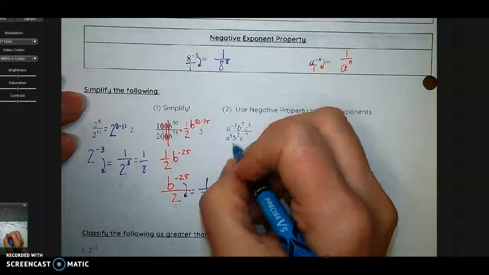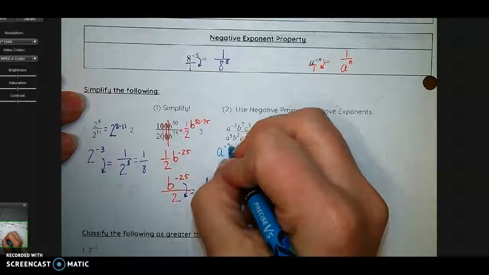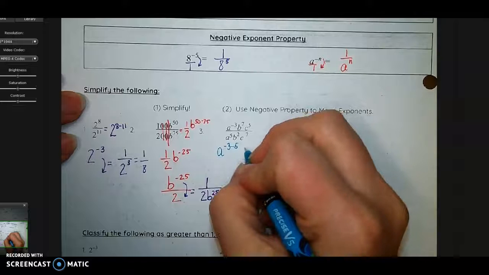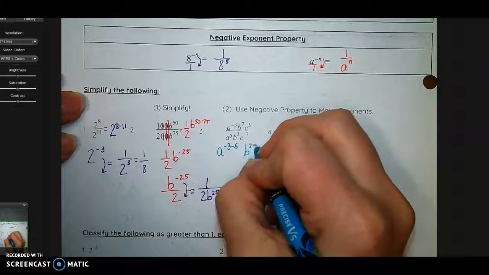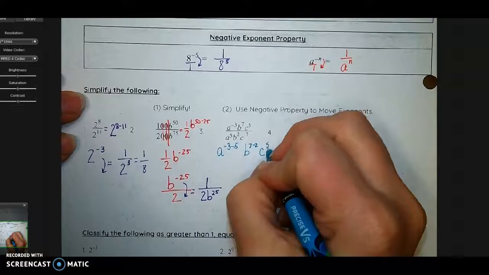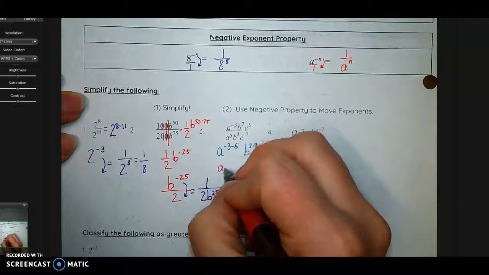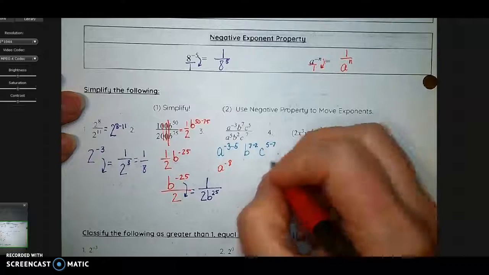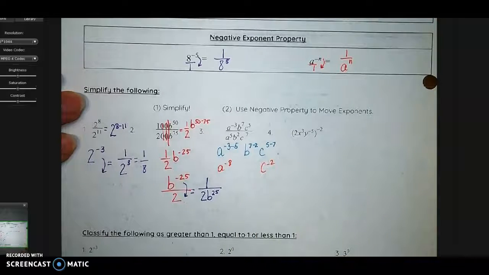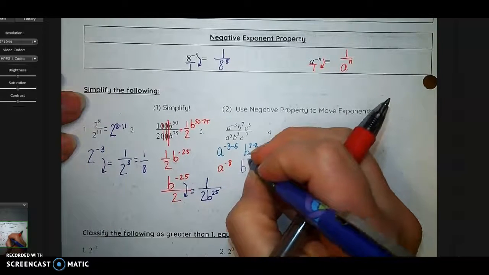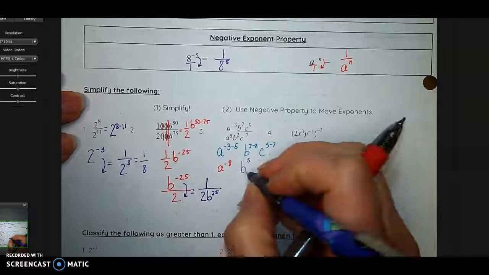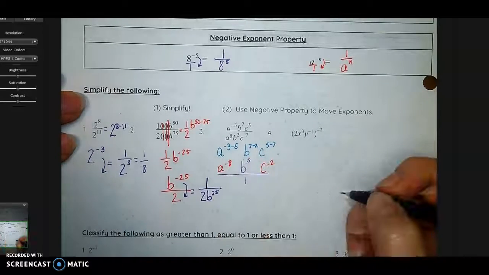I'm going to continue on. I'm going to write these down here. So I have negative 3 minus 5a, b to the 7 minus 2, and c to the 5 minus 7. Now when I do these, I'm going to end up with a to the negative 8 and a c to the negative 2, but my b is staying positive. Well, that means these are all over top of 1.